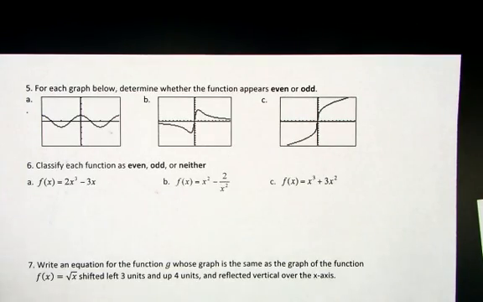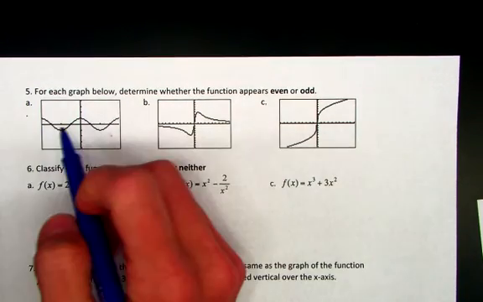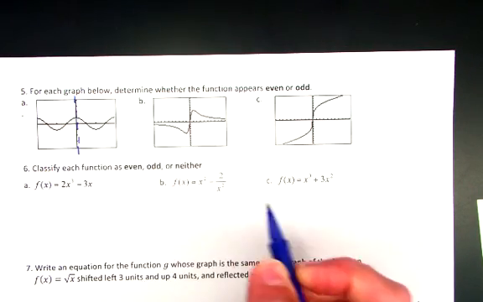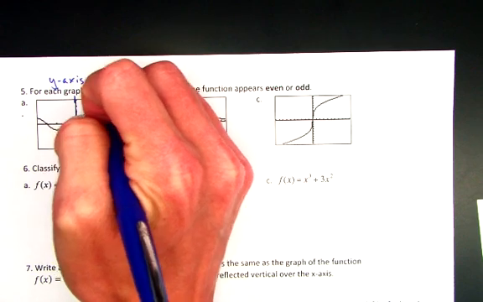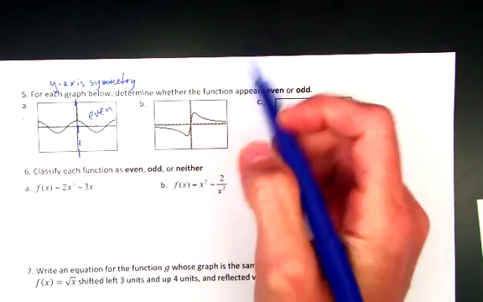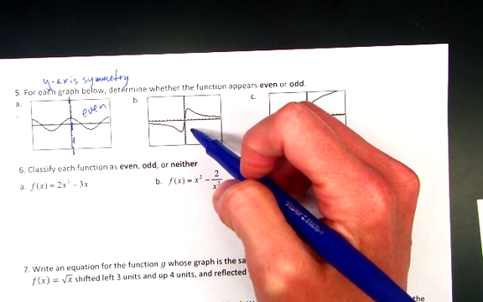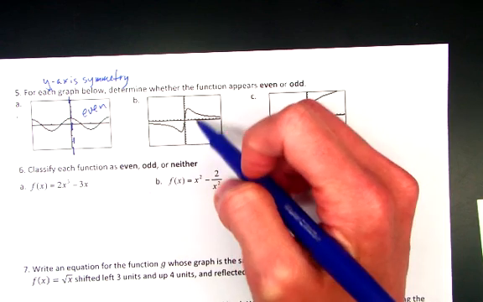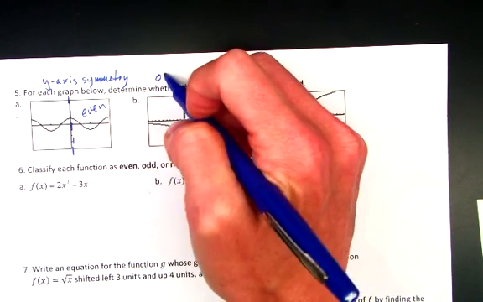Okay, so for even or odd, for this one here, this has y-axis symmetry, which means that's even. So that's y-axis symmetry. For this one, if you notice, if we did a reflection over the x-axis, we would be down here. If we did a reflection over the y, then it would bring it over here. So because this reflects over both x and y, I know that this is odd.